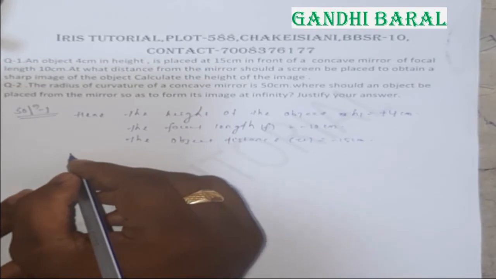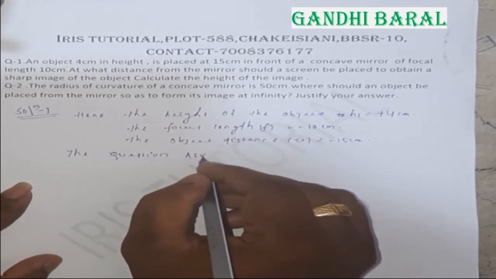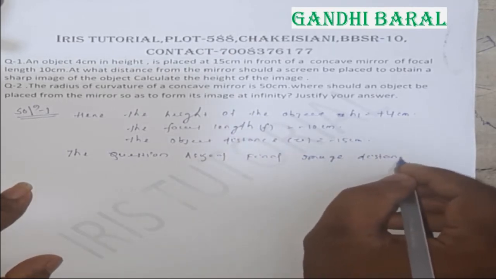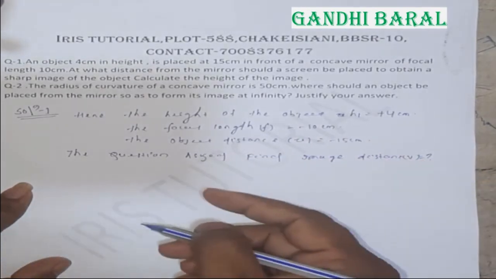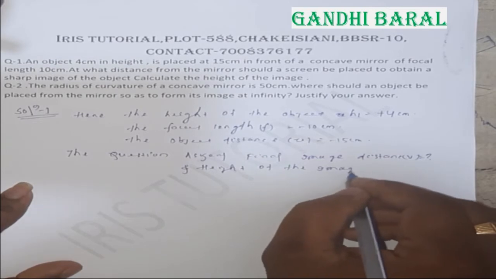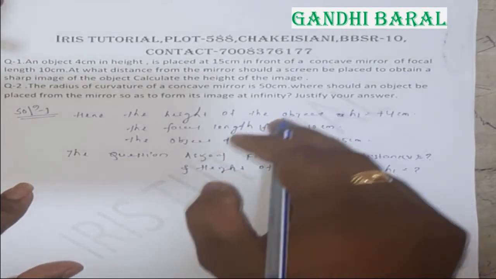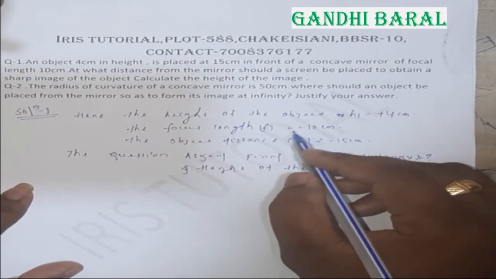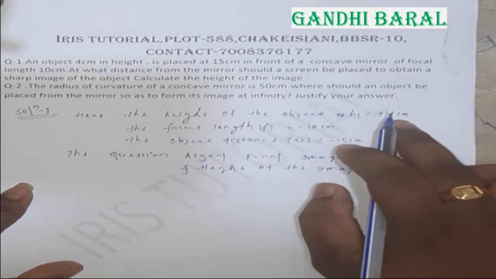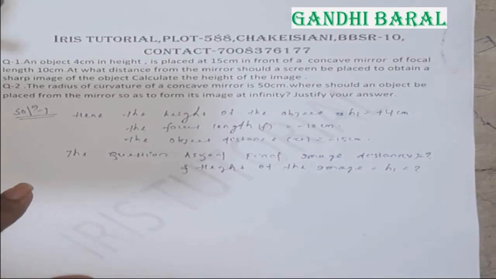Okay, now the question asks us to find the image distance v, and the height of the image, called h2, will be how much? You can see the sign of the focal length is minus 10, and the object height is plus 4. This plus or minus sign indicates the sign convention.